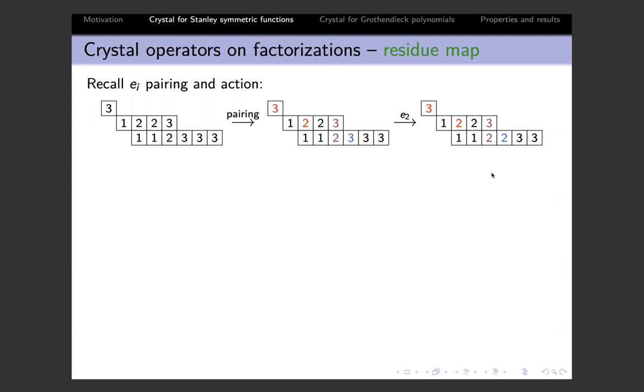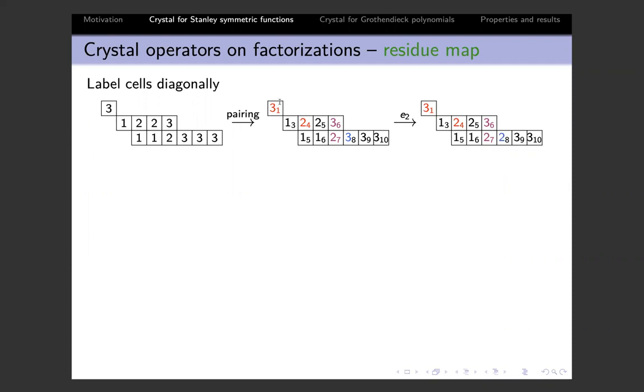So this is just translating what I stated before for the crystal operators in terms of this skew tableau. So now I want to give you a slightly different interpretation for this, which will then give us a crystal for the Stanley symmetric functions. So instead of looking at words, I'm now actually going to look at the residues, or the content of the letters.